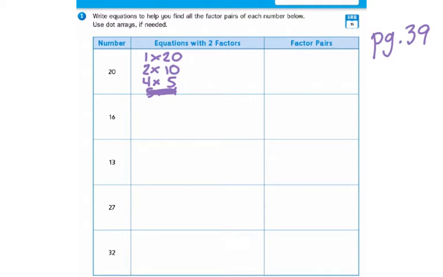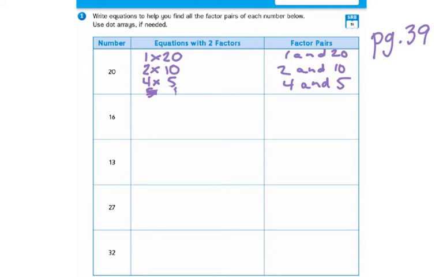If I were going to write the factor pairs, I would write 1 and 20 are factor pairs, 2 and 10, and 4 and 5. The sooner you have those multiplication facts memorized, the more beneficial it will be to you in every lesson going forward, not only in 4th grade, but in 5th grade and middle school.